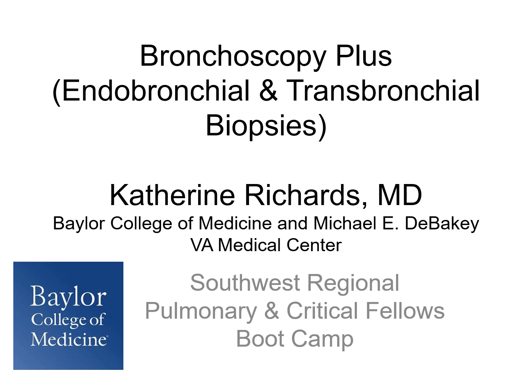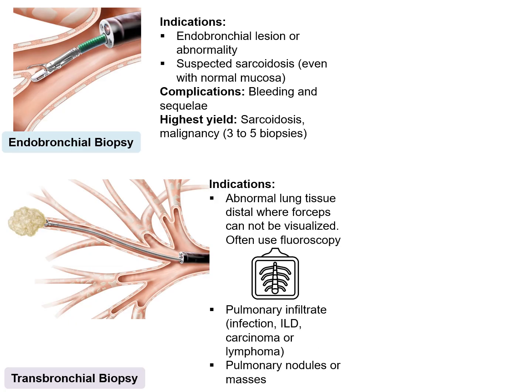Our next talk will be Bronchoscopy Plus, focusing on endobronchial and transbronchial biopsies. An endobronchial biopsy is a forceps biopsy of a visualized endobronchial lesion. The main indications for this procedure are a visible intraluminal or mucosal abnormality, or for workup of suspected sarcoidosis, even with normal appearing mucosa. Bleeding and its sequelae are the main complications associated with endobronchial biopsies. This procedure is highest yield for diagnosing sarcoidosis and malignancies that are visible within the tracheobronchial tree. Yield is improved with 3 to 5 endobronchial biopsies.